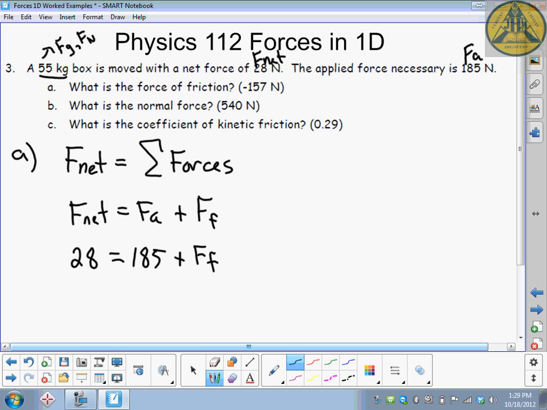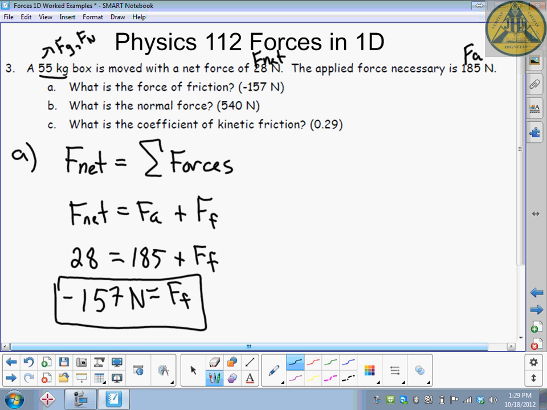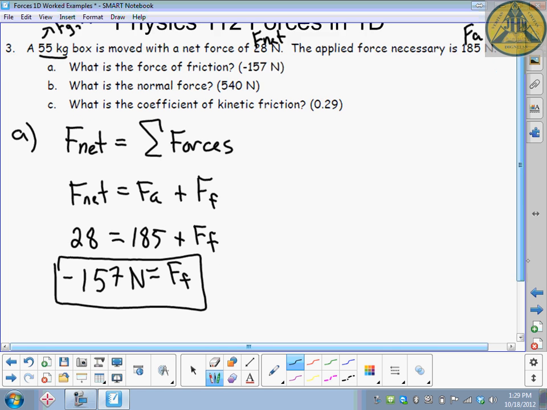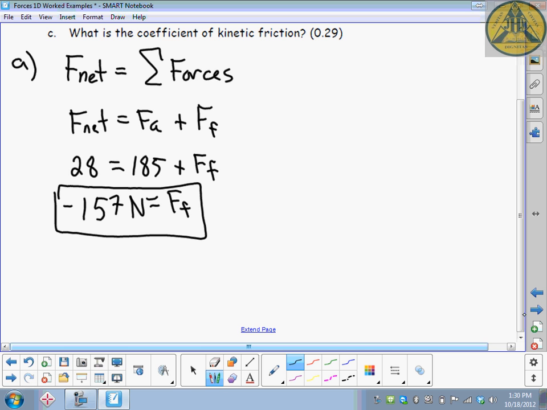Subtract the 185 from both sides, and our force of friction comes out to be negative 157. The negative is key there. I'll be looking for that. The negative tells me and communicates that it is the opposite direction of the applied force, which is consistent with the concept that we're doing in class.